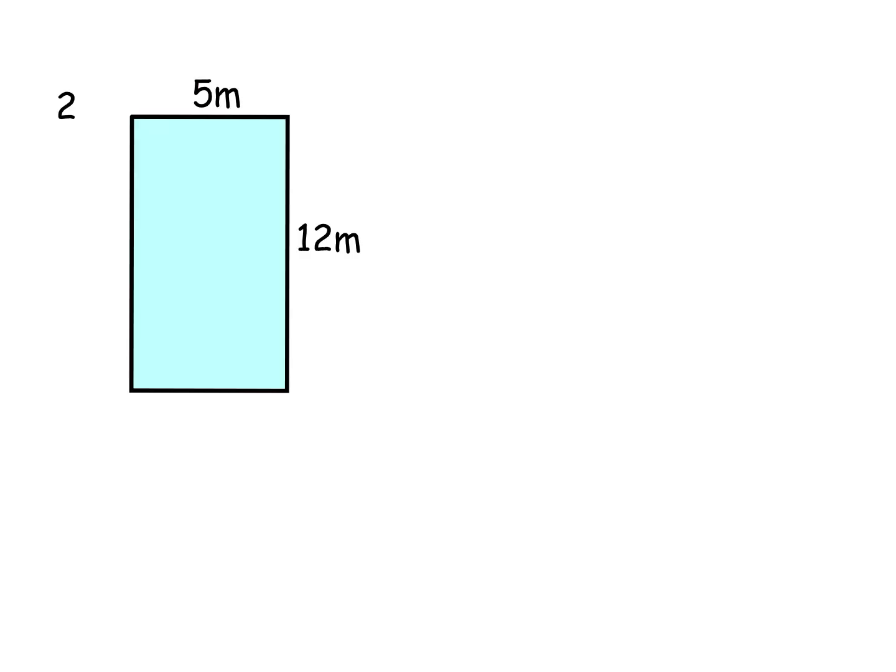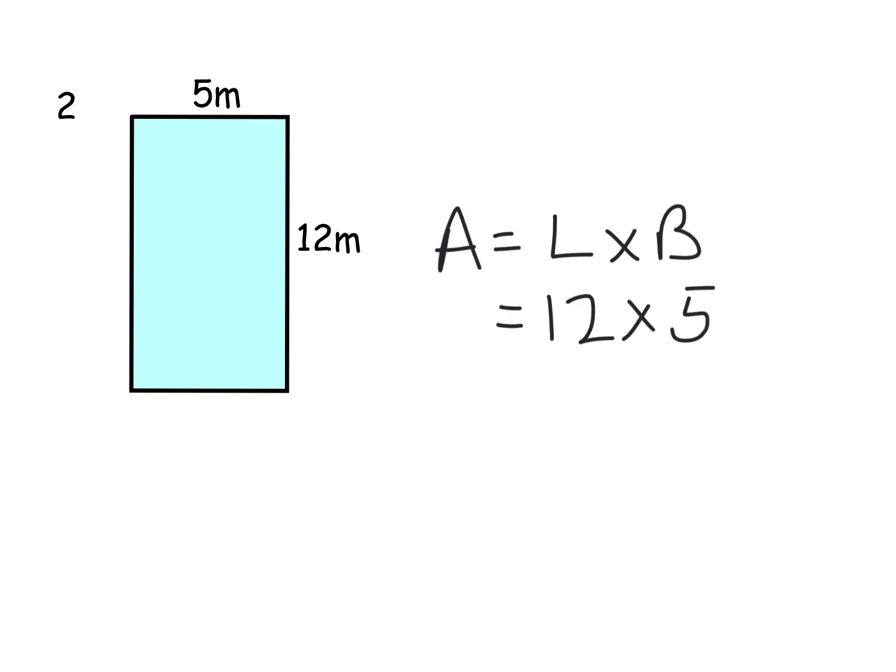Look at another one. This one is 5 by 12, or 12 times 5. So we'll start with the formula, area equals length times breadth. And we're going to do 12 times 5. And hopefully we know that that is 60. This time my units are in metres, so all we do at the end is put on square metres.